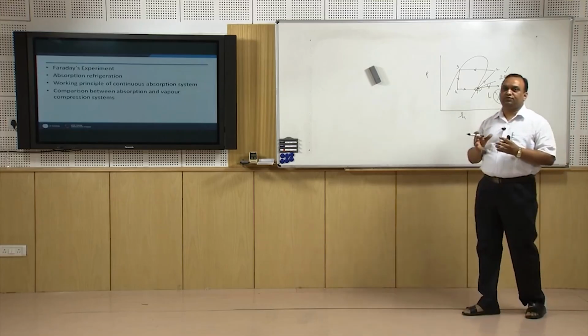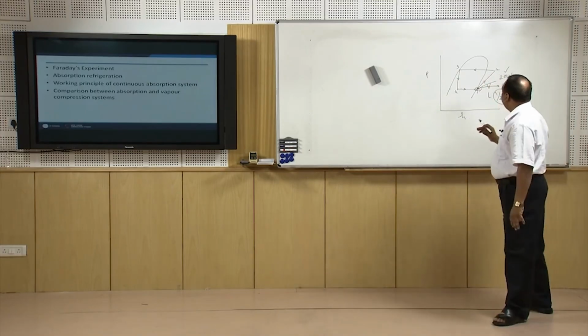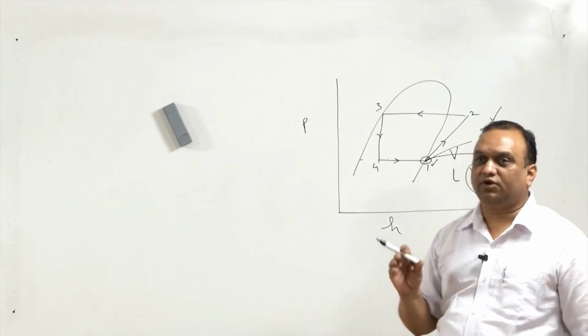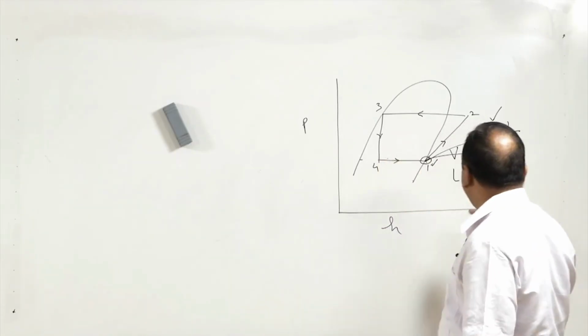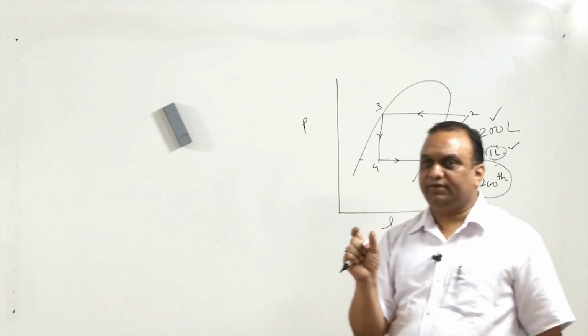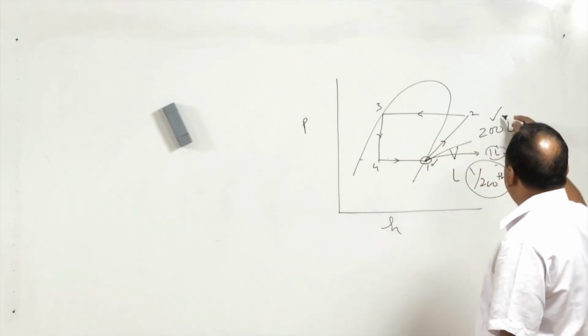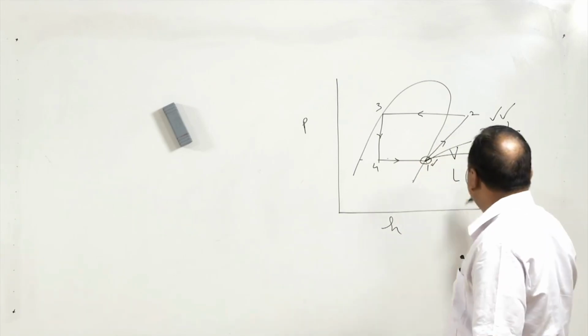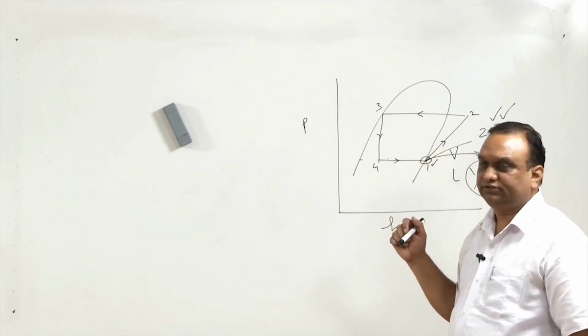This absorbent is a mixture of 2 liquids, and this mixture of 2 liquids is pumped instead of a compressor, because it is a liquid, and in order to handle 1 liter of liquid, the size of the pump will be very small. If I have to handle 200 liters of vapor per second, I am talking about per second, then the size of the compressor will be very large.